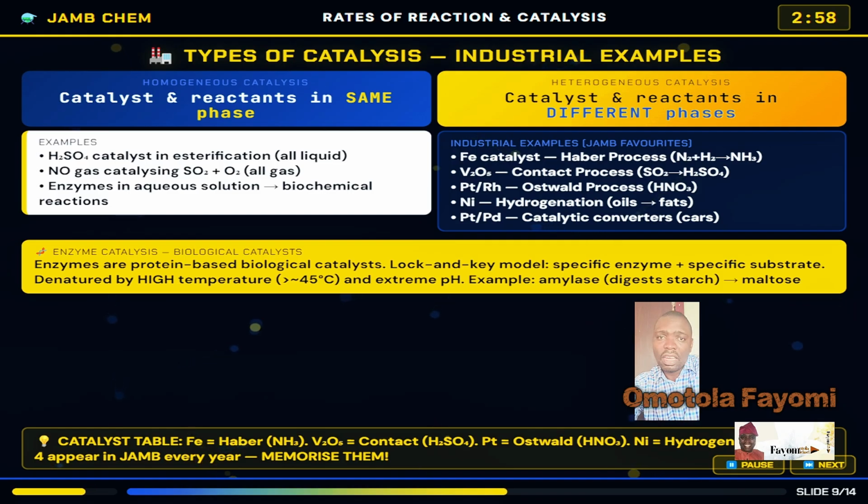Heterogeneous catalysis, on the other hand, is where the catalyst is in a different phase from the reactant. The reaction occurs at the surface of the catalyst. Maximizing catalyst surface area is crucial.